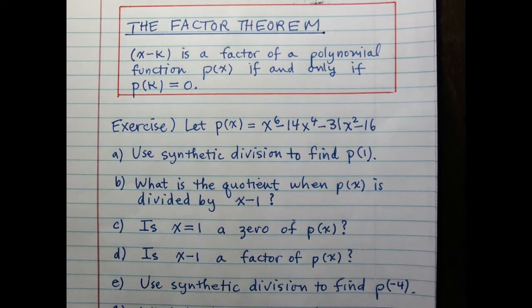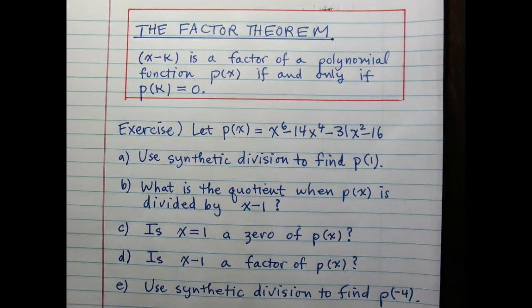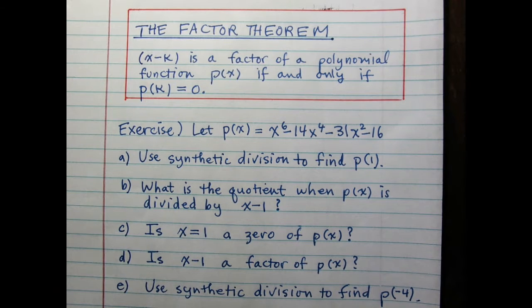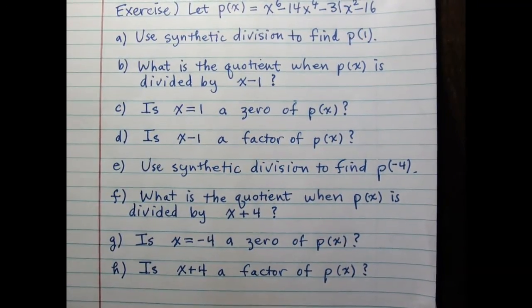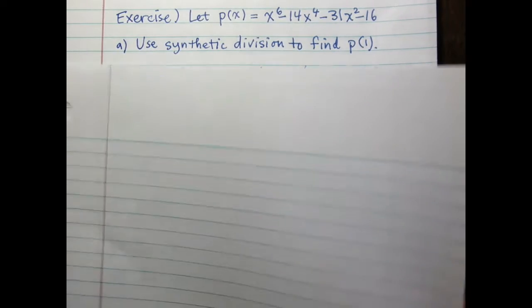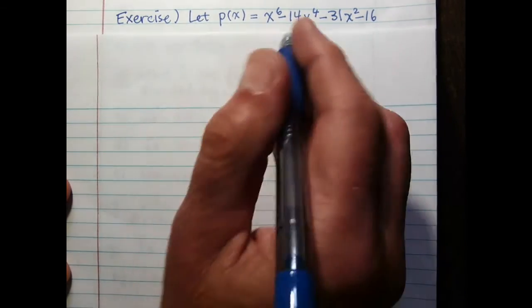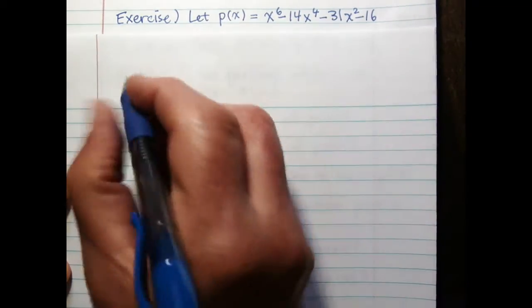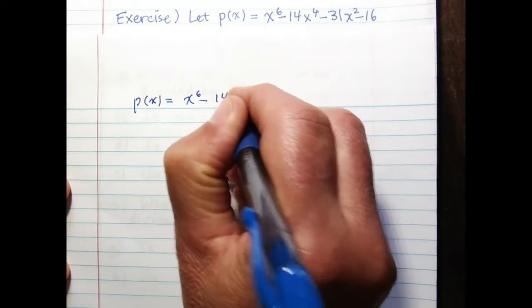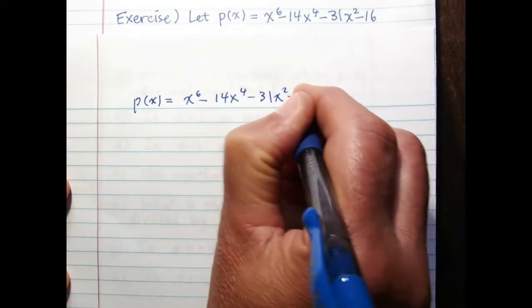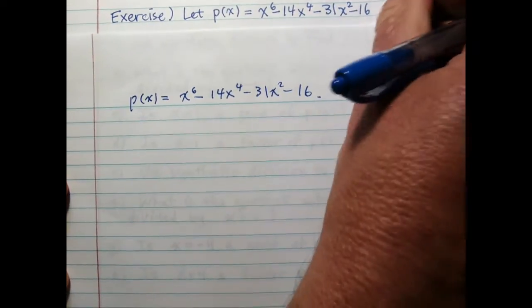And this next exercise now is an application of everything we've done so far with the remainder theorem, synthetic division, and the factor theorem. So this is just an excellent kind of exercise for you to contemplate, because I know we've had quite a bit of theory here. So let's go ahead and plunge into this exercise. It has 8 parts to it. And so we're starting out with this polynomial. P of x is equal to x to the 6th minus 14x to the 4th minus 31x squared minus 16. Who made up this problem?